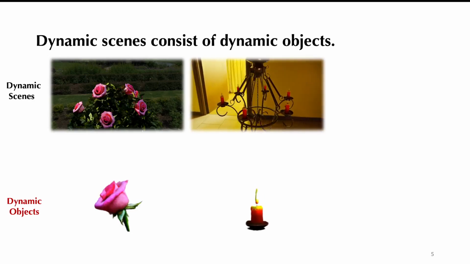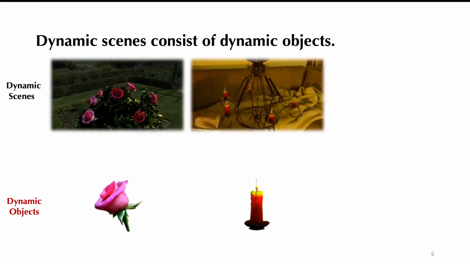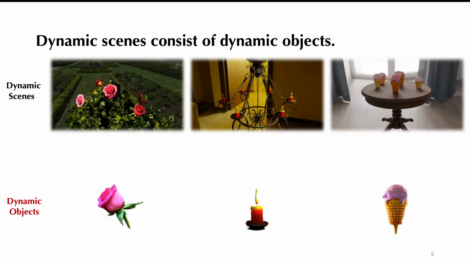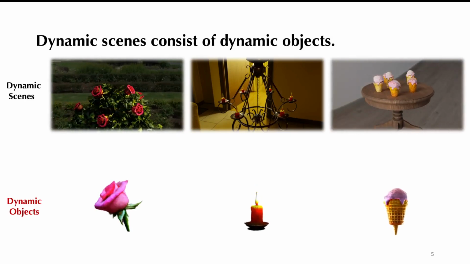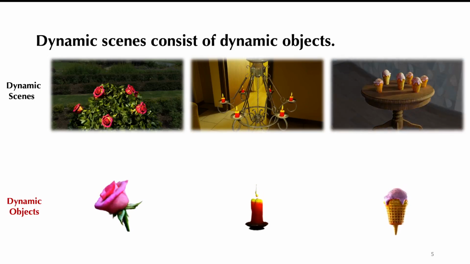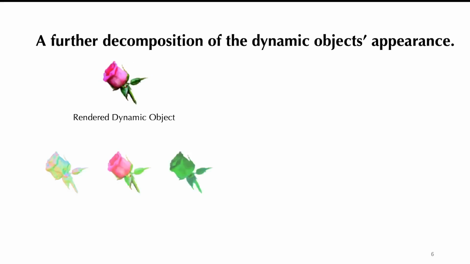Similarly, for this candle burning scene, we need to create candles that gradually shorten. For this ice cream melting scene, we need to create ice cream that gradually loses its volume. How can we create these dynamic assets? A direct idea would be just modeling how the RGB appearance of a rose will change throughout its lifespan.